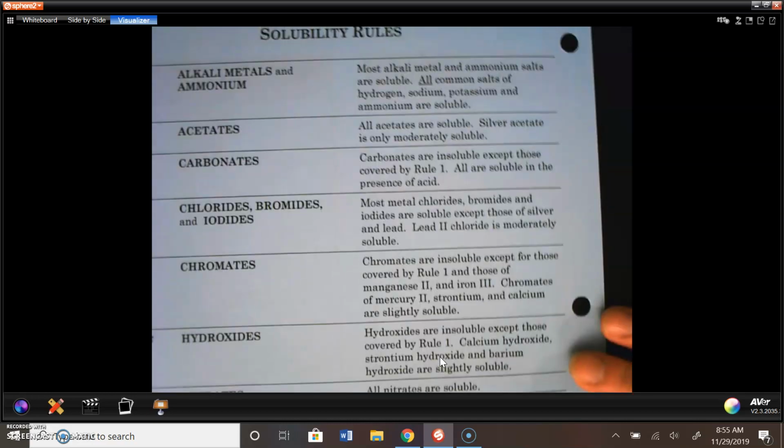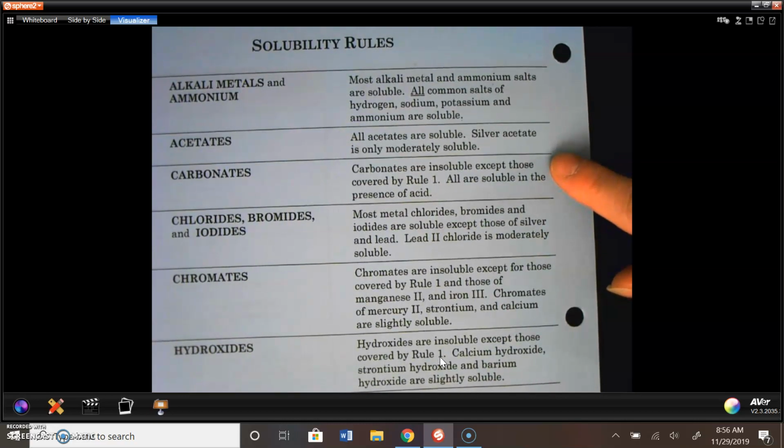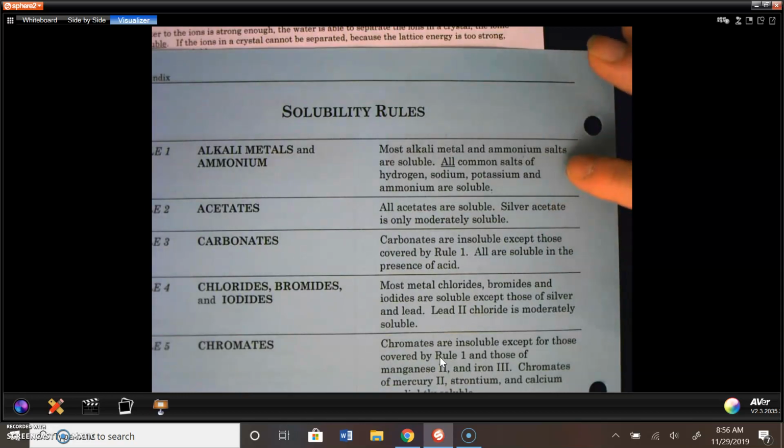There's a couple other things to note here. So for example, look at carbonates. It says carbonates are insoluble except those covered by Rule 1. Well, okay, let's go up and look at Rule 1. Rule 1 says alkali metals and ammonium salts are soluble. So anytime I have potassium, sodium, lithium, no matter what that is, all of those salts are going to be soluble. Likewise, ammonium. So ammonium phosphate, ammonium chloride, ammonium whatever, those are all going to be soluble. So Rule 1 is the only rule that focuses on the cation. Everything else you will see focuses on the anion.